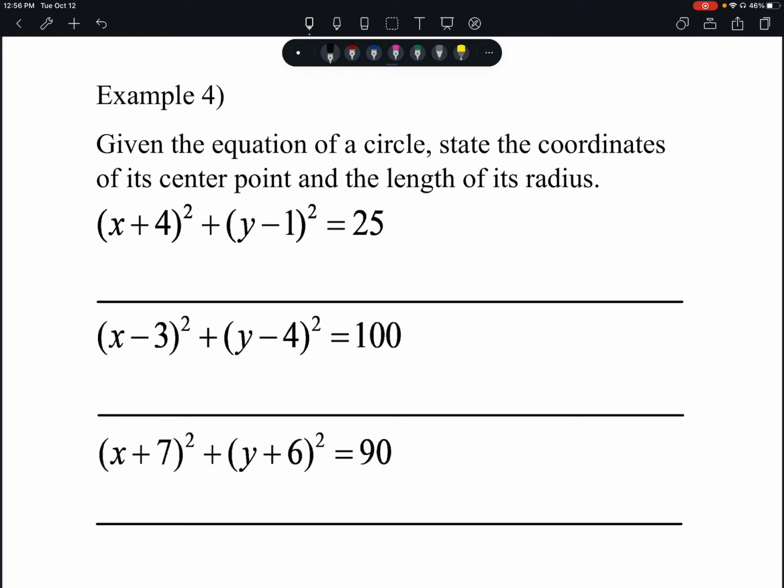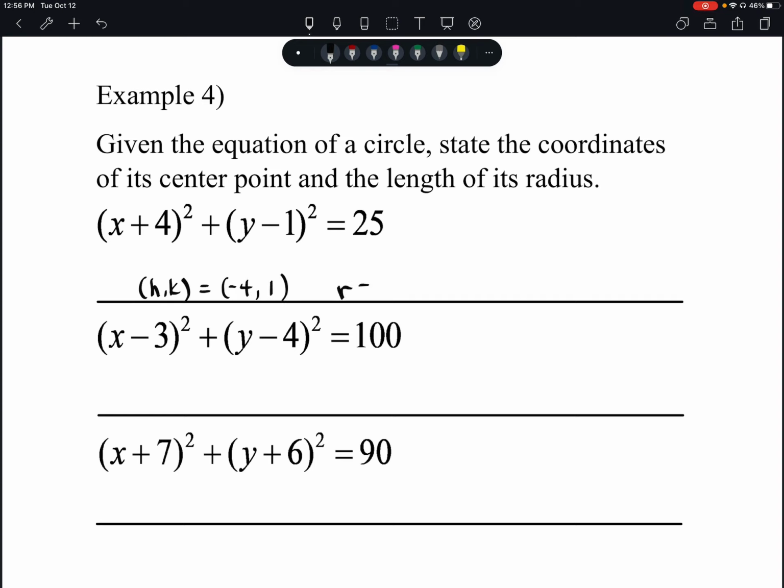Example 4, given the equation of a circle, state the coordinates of its center point and the length of its radius. So for the first one on this page, x plus 4 quantity squared plus y minus 1 quantity squared equals 25. Our h and k values will be -4, +1.